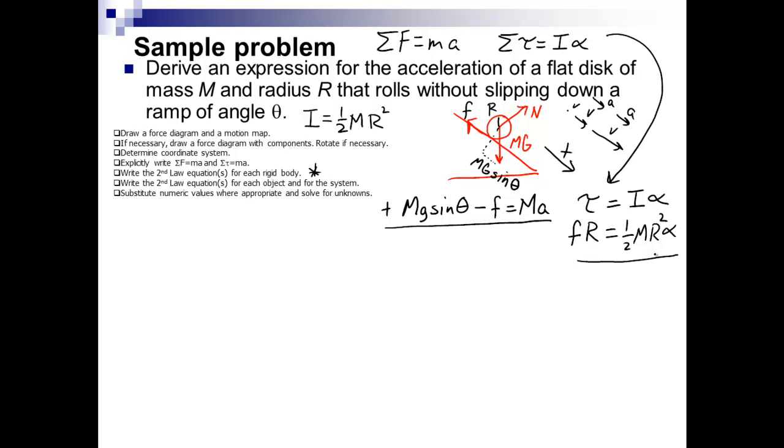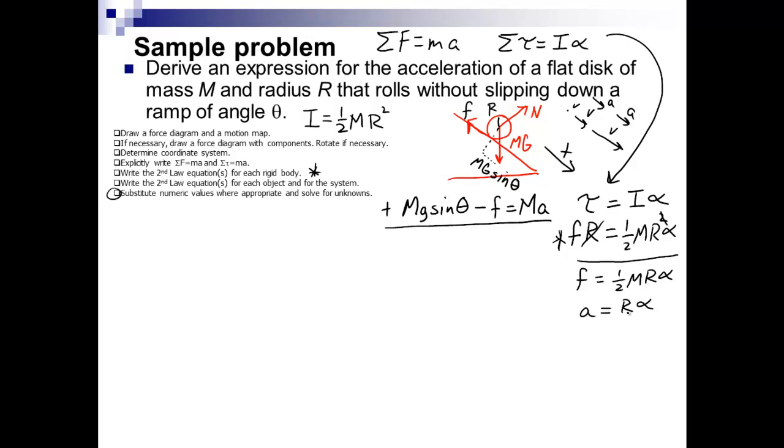There's only one torque. Let's look specifically at our torque equation. So we're at the last step where we're going to substitute numerical values where appropriate and solve for unknowns. Now notice I can cancel out one of these r's. Okay, so I get F is equal to 1/2 mr alpha. But because it's not slipping, we can also say that the acceleration is equal to r alpha.